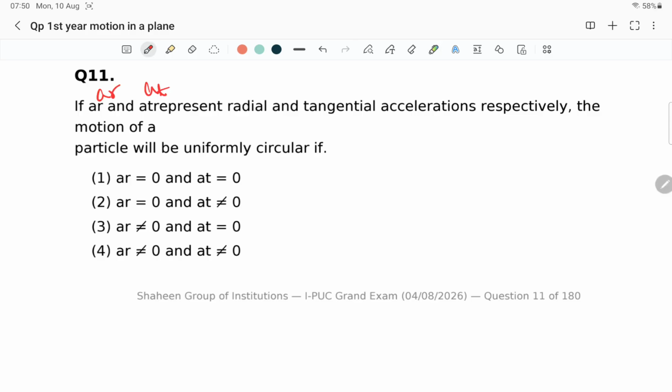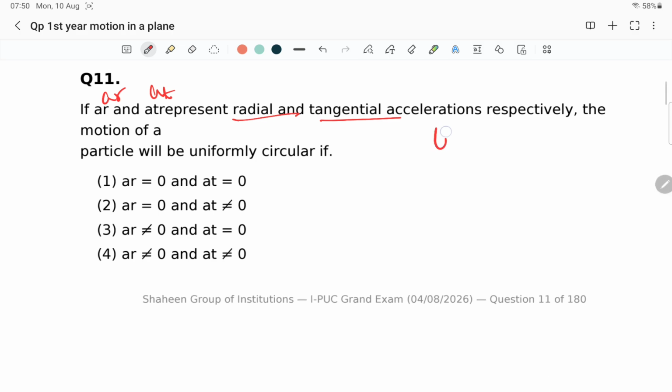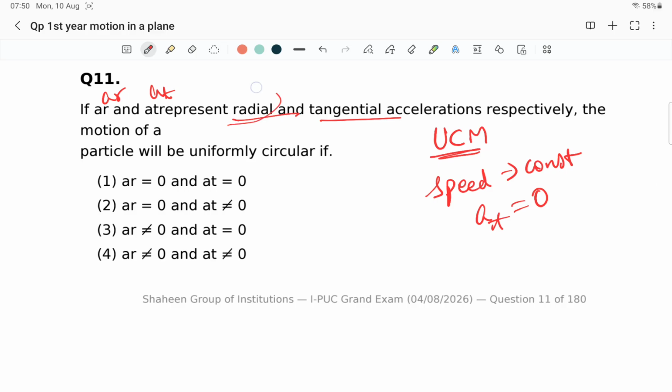If AR and AT represent radial and tangential accelerations, the motion of a particle will be uniform circular motion. Under uniform circular motion, I gave you a note in class that speed is constant. If speed is constant, tangential acceleration AT will be 0. And radial acceleration, I told in class, is another name for centripetal acceleration, and we found the formula for centripetal acceleration: AC is equal to v square by r. We have already found this, so it is not 0.